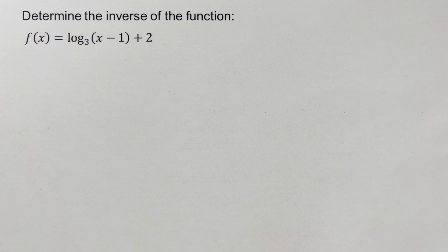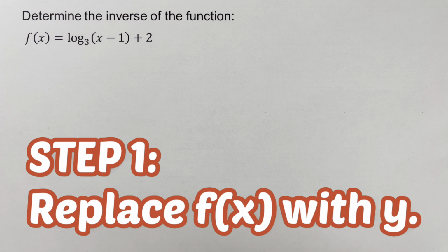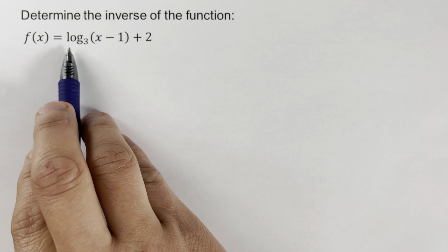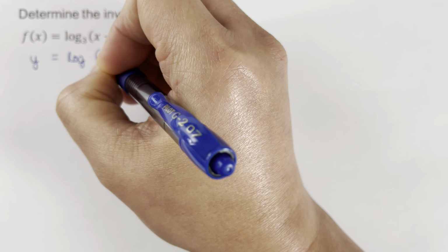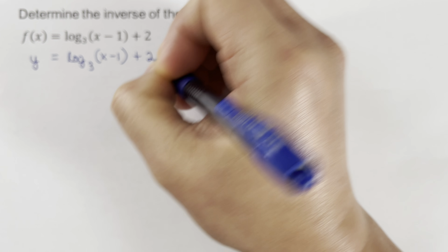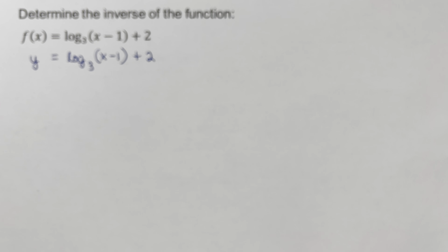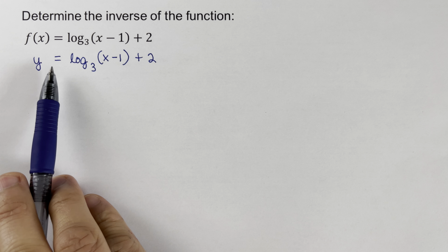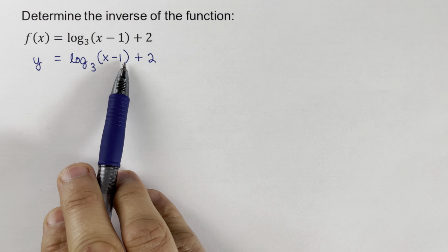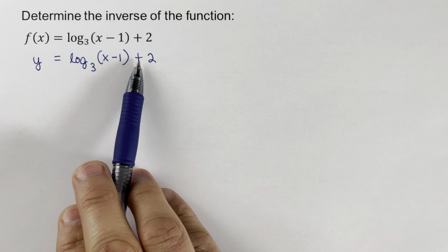Okay, so we go over the problem here. Again, there are steps that we need to follow in order to determine the inverse of this function. The first step is to replace f of x with y. So this f of x here becomes the y, and I'll just copy the rest of them here. Okay, so I've changed the f of x to y, and it turns out to be y is equal to log of x minus 1 to the base 3 plus 2.